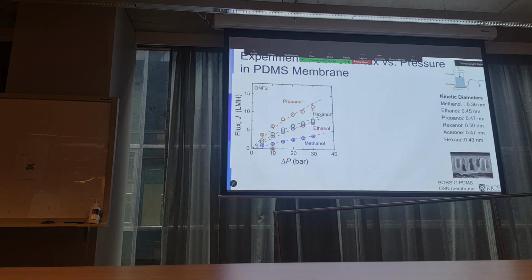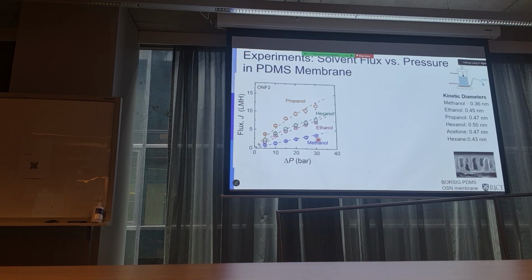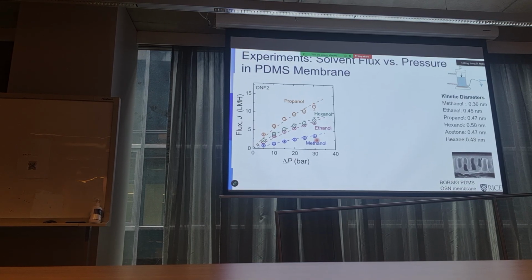We do flux versus pressure. See here, flux versus pressure that you see here for methanol, ethanol, hexanol, and propanol. Here only the alcohols. And we see flux increases and some curvature because of compaction, and our theory fits the data very well. The only fitting parameter that we need there is just the chi, the affinity parameter, because there is no theory to calculate it.